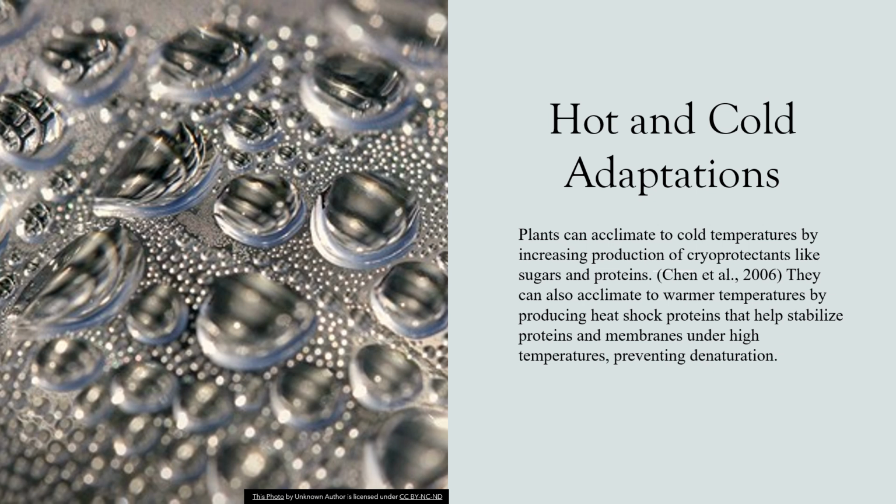They can also acclimate to warmer temperatures by producing heat shock proteins that help stabilize proteins and membranes under high temperatures, preventing denaturation. For instance, a plant's growth may be impaired by certain conditions if the temperature is increased too high. Understanding these adaptations is crucial for agricultural productivity and resilience in the face of climate change.